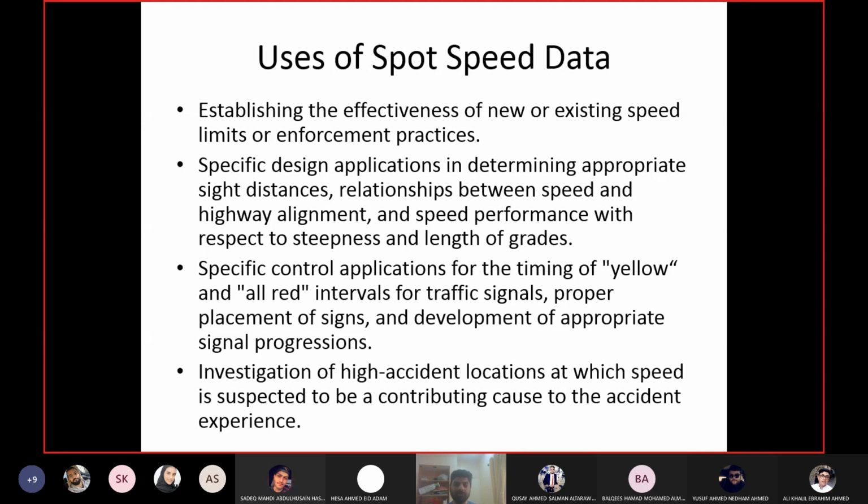Placing the signs on the road also depends upon speed, because according to speed, the placement and the size of the sign should change. The size of the sign should change according to the speed of the road or the speed of the driver.